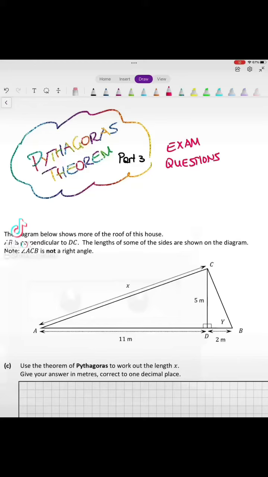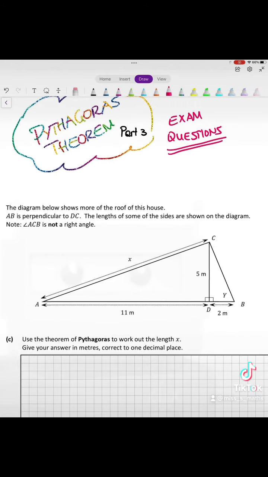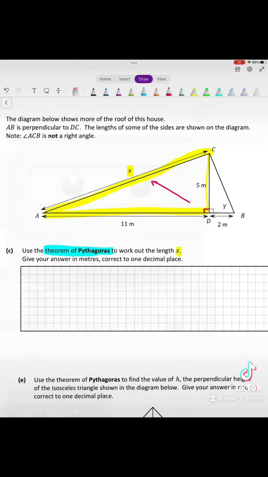This is part 3 on Pythagoras Theorem, and today we're going to go through a few exam questions. Now, first of all, sometimes in exam questions you will see several triangles or different shapes, but as soon as they say solve something with the theorem of Pythagoras, highlight the thing that you are actually looking for and then highlight a right angled triangle that contains that side length. It will help a lot to not lose focus or get distracted by stuff that you won't even need.